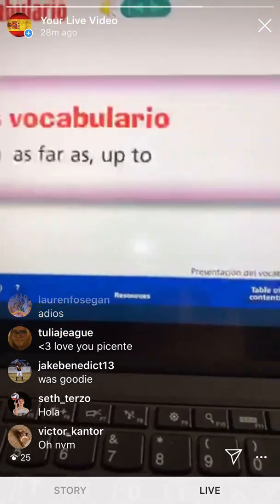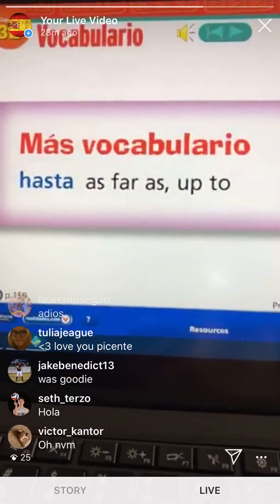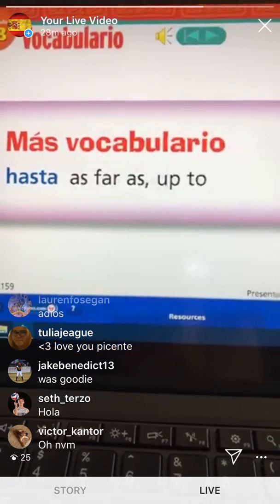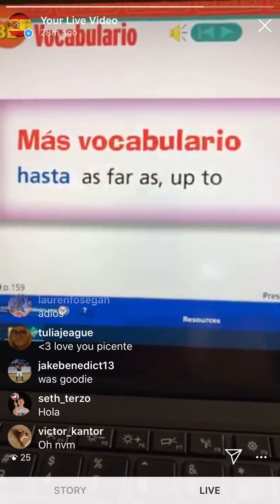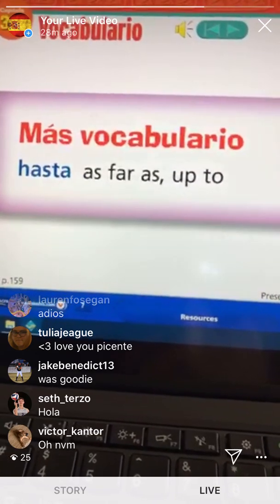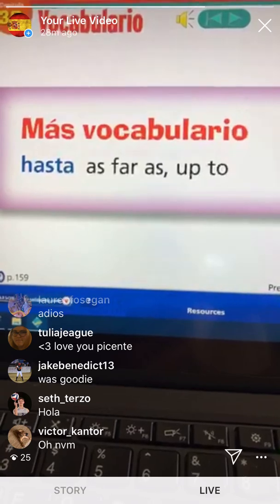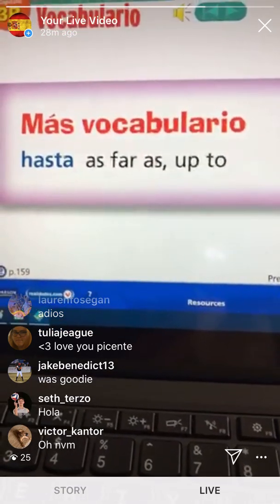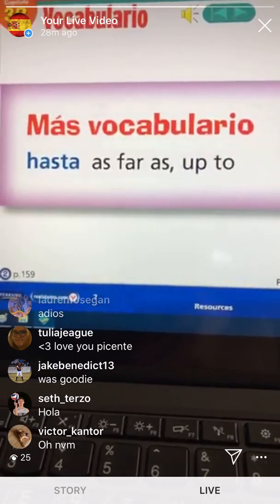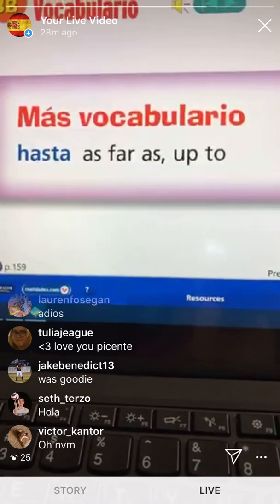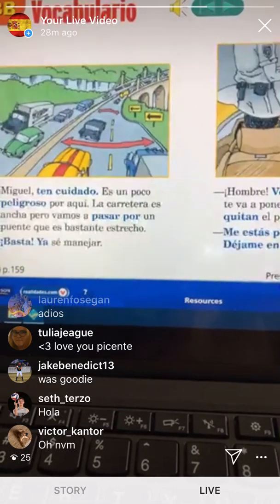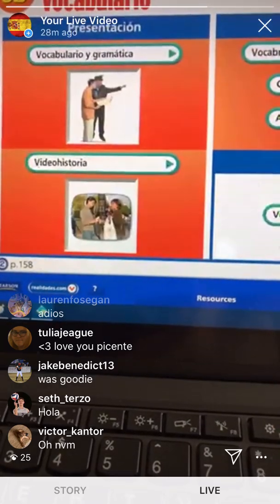All right, let's see if there's anything else. Hasta, this word means until or up to. So you could say, la tienda está abierta hasta las 2. It's open until 2 o'clock. That was actually on your other sheet, so we kind of know that word already. All right, and that's it.